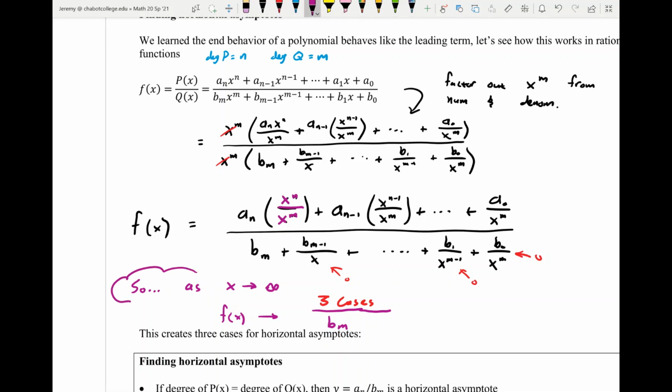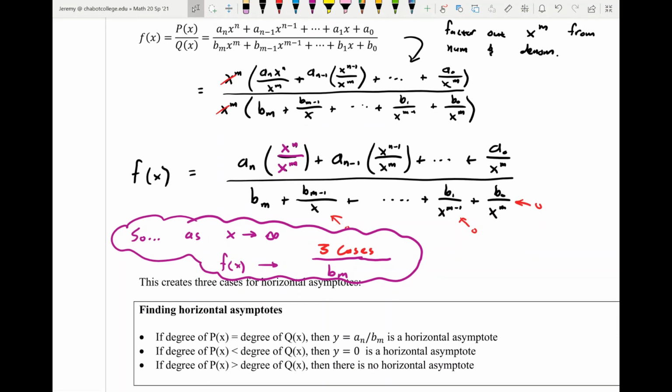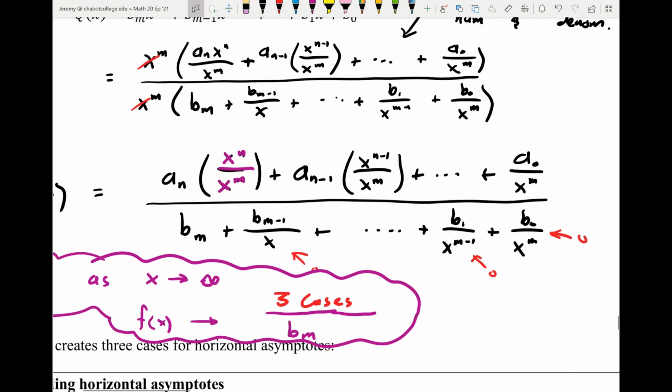So that's what we're going to look at in this next box here. If the degree of the numerator and the denominator are the same, then, looking back up to the picture here, this is going to cancel out and this is going to become 1 up here. This is going to become 1, and all of those other terms are going to go to 0.